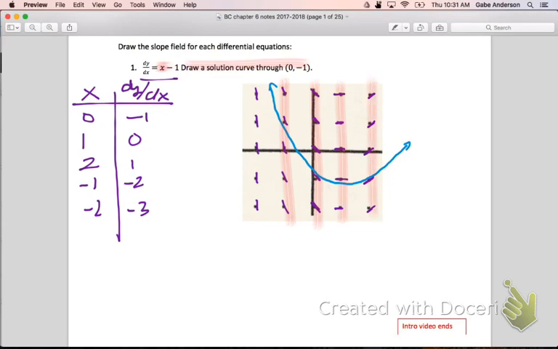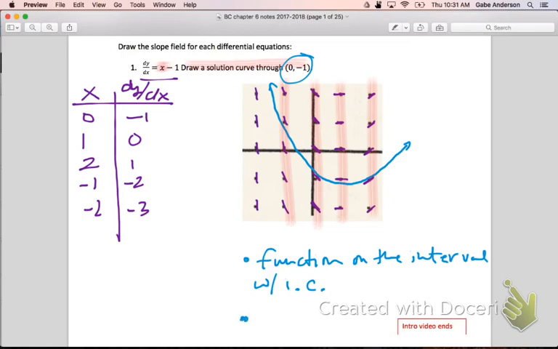A couple of other thoughts about a solution curve. Number one, it has to be a function on the interval containing the initial condition. In other words, containing in this case the point 0, negative 1. Not only does the solution curve have to be a function, we also have to consider the domain. We'll get into that a little bit more when we do a few of these other solution curves later on in class. Okay, so slope fields.